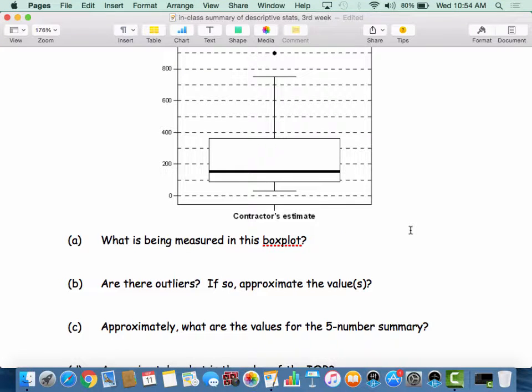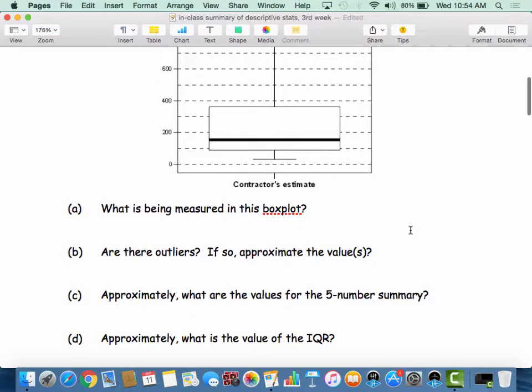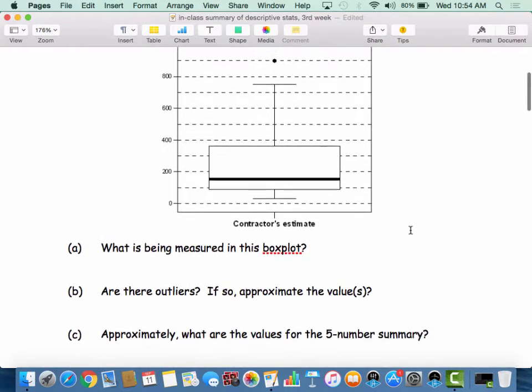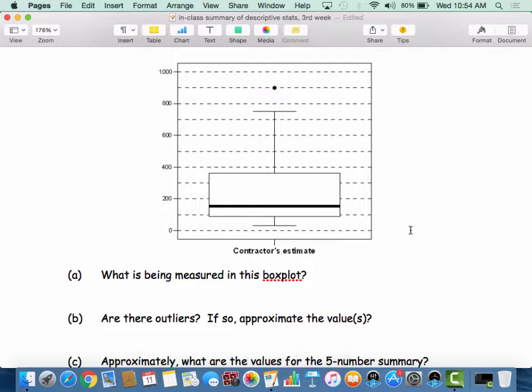Question B asks, are there any outliers? If so, approximate the value. Okay, we have clearly one. It is located, I'm going to put a box around it, right there. There's your outlier. Now try to estimate that. Pay attention to the scale. I can't reach up this high. Okay, that would be approximately what?